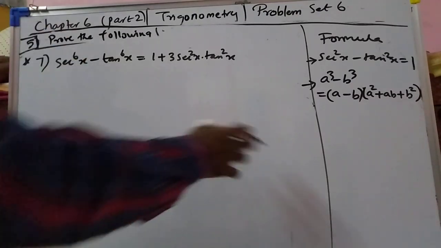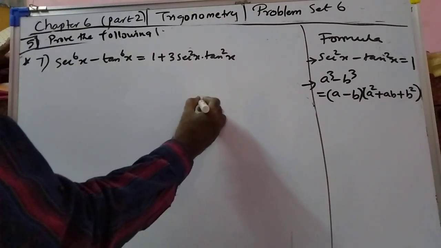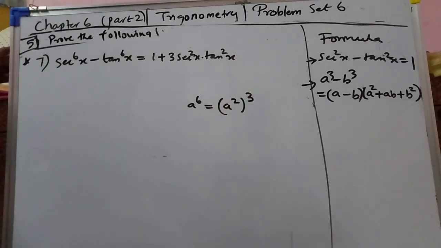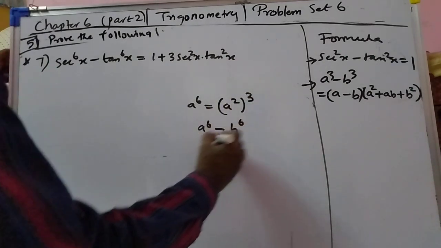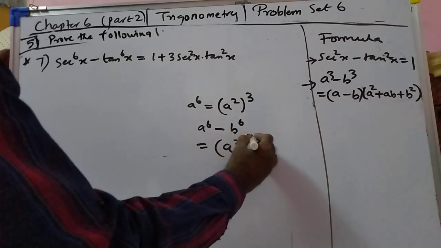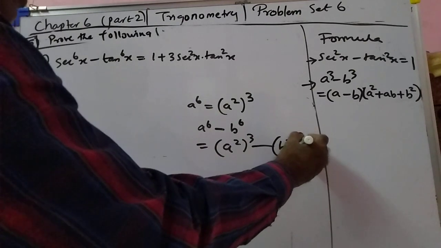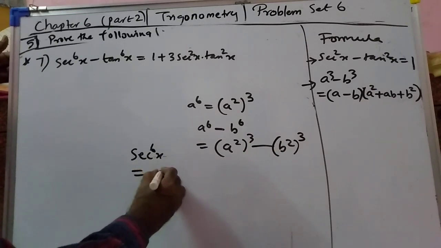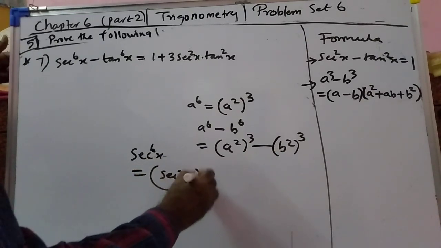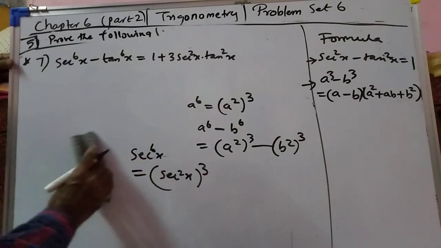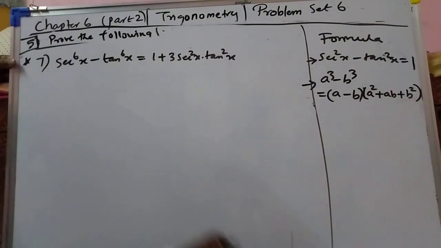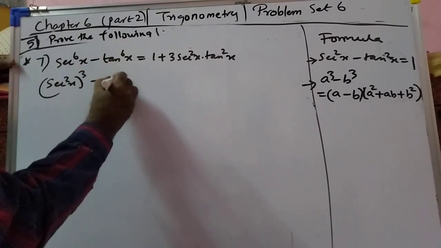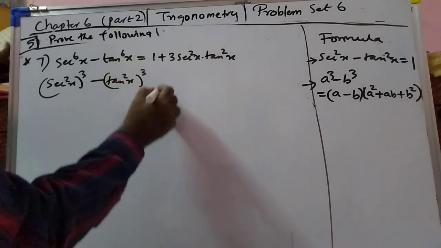Okay, seventh problem, important. We have the formula: a raised to 6, we can write it as a raised to square, the cube. So a raised to 6 minus b raised to 6 we can write like this, a square cubed minus b square cubed. Same thing we write here. So sec raised to 6 x, we can write it as sec square x the whole cube. That we will write here. That will become sec square x the whole cube minus tan square x the whole cube.